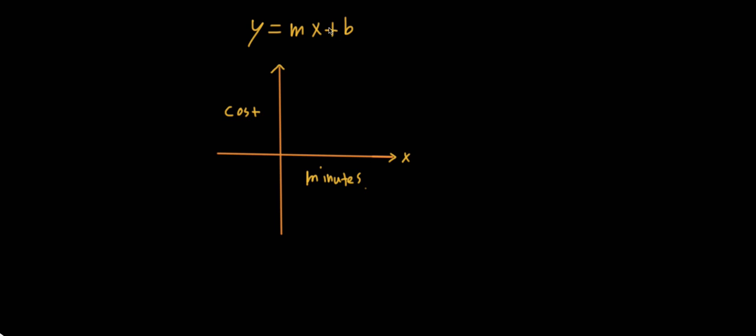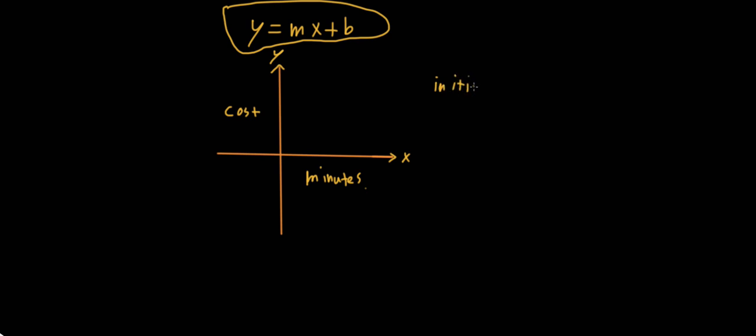It's the general equation of a line, which is y equals mx plus b. I want to give one more example of a relationship that a line can represent. So let's say in this case the x-axis is the number of minutes that you ride a taxi, and the y-axis is the cost depending on the minutes.